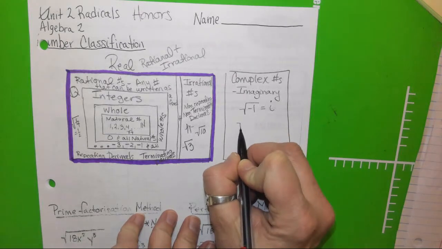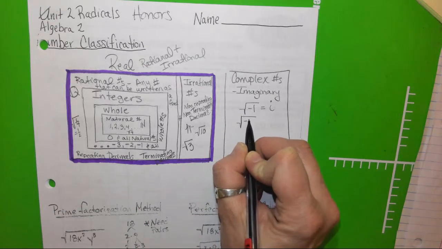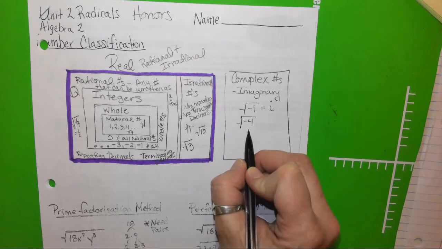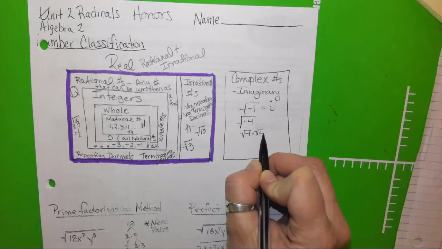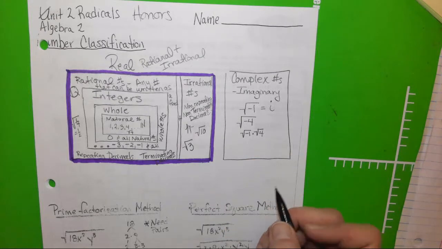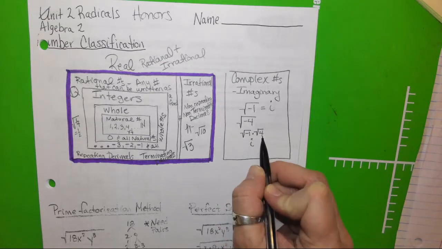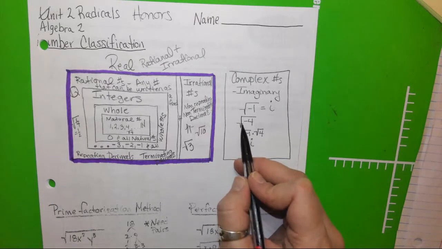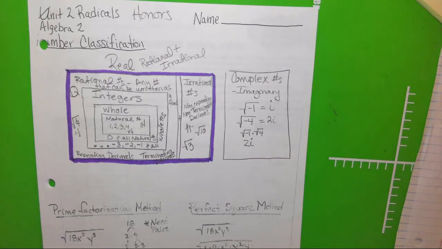So what is the square root of 4? 2. So the square root of -4 is equal to the square root of -1 times the square root of 4. Are we okay with that? What's the square root of -1? i. What's the square root of 4? 2. So the square root of -4 is equal to 2i. Is i recognized in all of math, or just that problem? It is recognized in all math. That's a very good question.